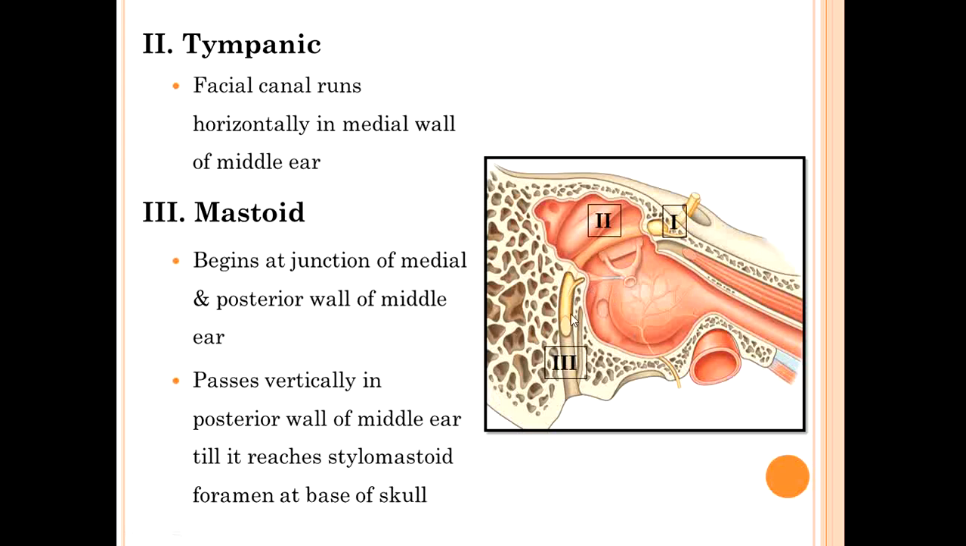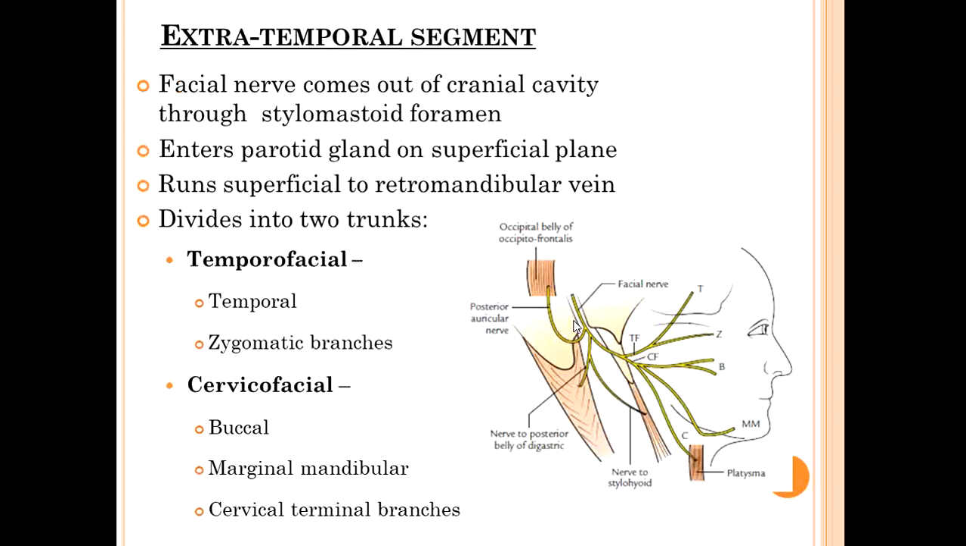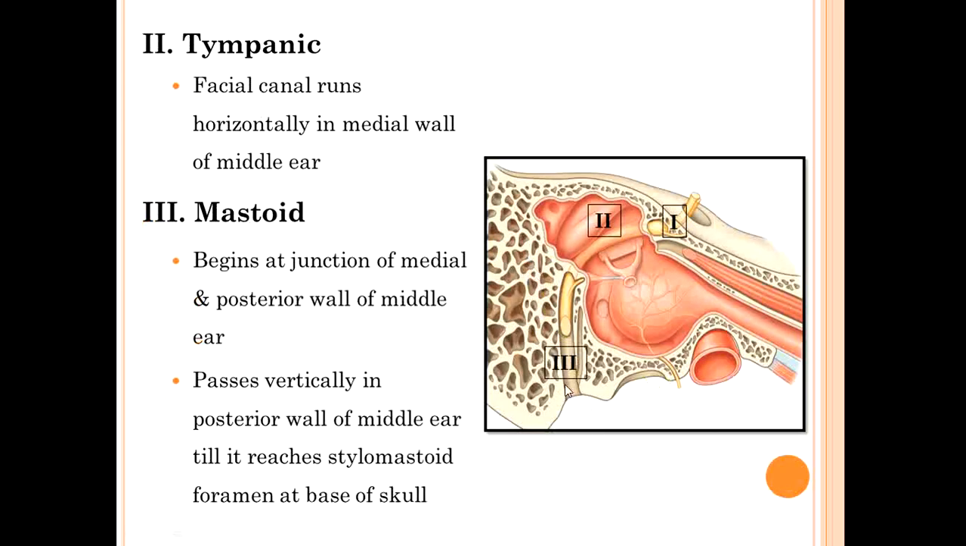It is passing vertically in the posterior wall of the middle ear, and it reaches the stylomastoid foramen at the base of the skull. Understood? So you see here, this is the labyrinthine segment, this is the tympanic segment, this is the mastoid segment of the facial canal. Okay, so then after that, through the stylomastoid foramen, the nerve will come out.